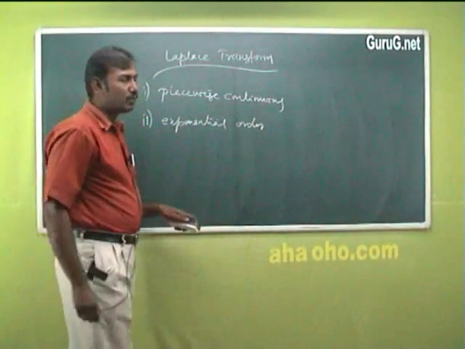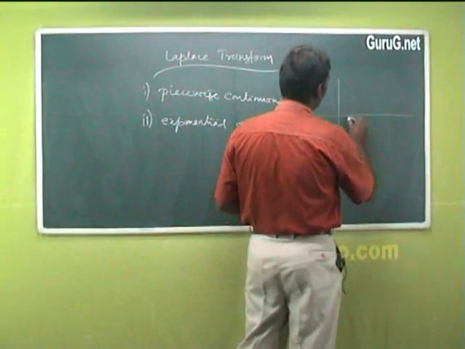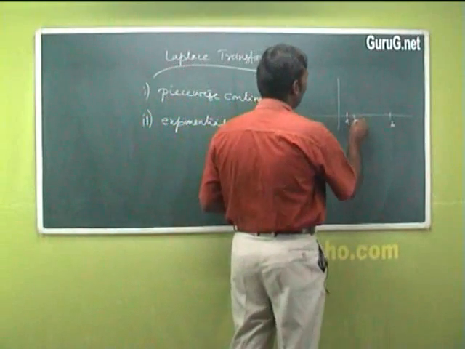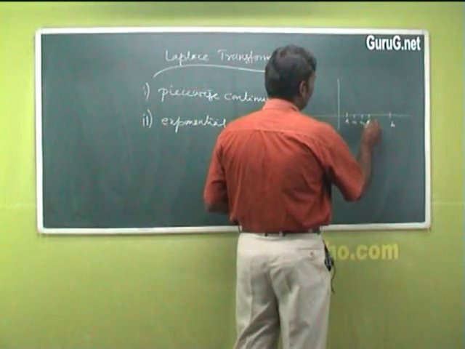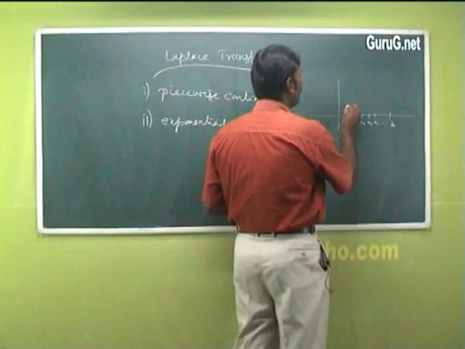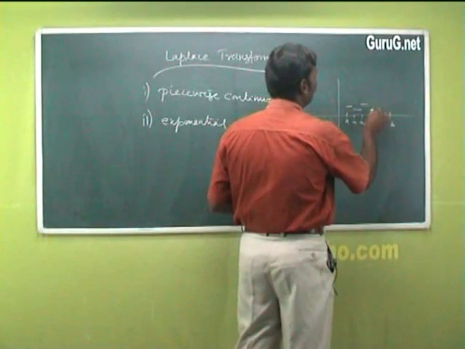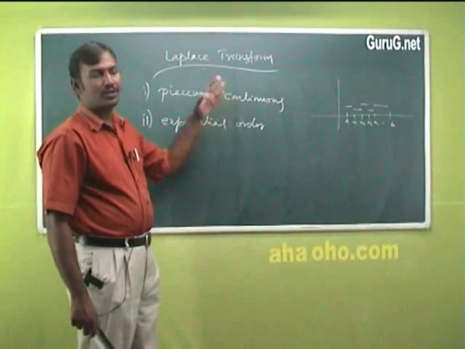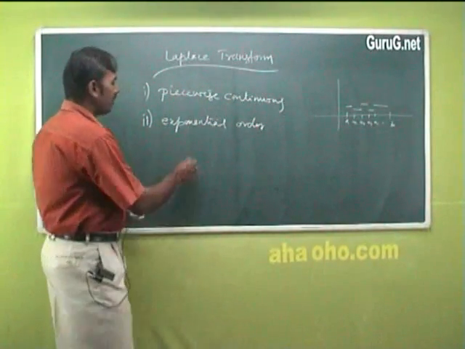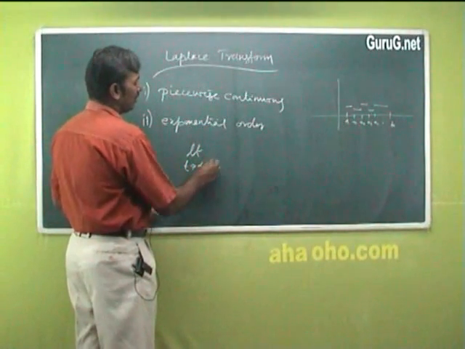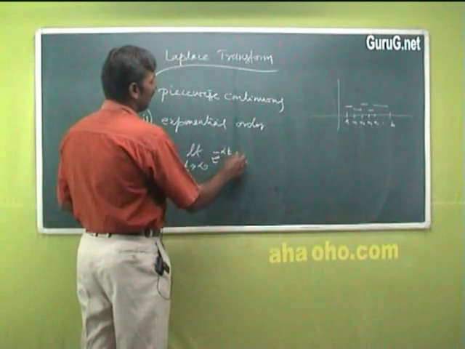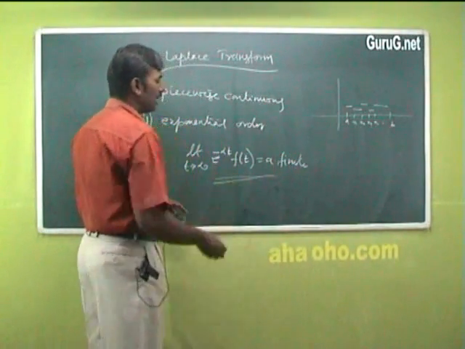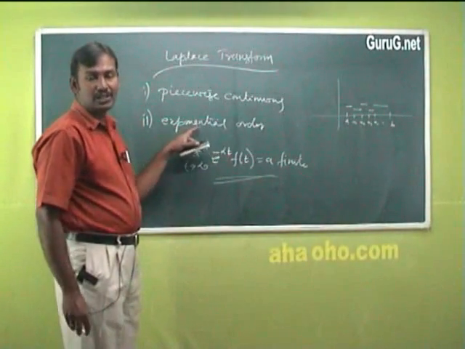Piecewise continuous: suppose a function f of t is defined over the interval a to b, right? We can divide this interval into subintervals: a to a1, then a1 to a2, a2 to a3, a3 to a4, like that. In each subinterval, the function should be continuous. In that case the function is piecewise continuous, right? Exponential order means limit t tends to infinity e power minus alpha t f of t equals a finite quantity. Whenever this limit exists, the function has an exponential order.